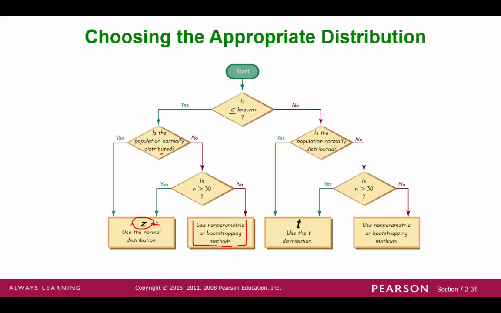Alright, so if sigma is not known, then we have to rely on this being normally distributed. We hope that this comes from a population that's normally distributed, and if so, then we get to use a t distribution. If it's not, then we have one more chance of having a sample size that's large enough, and again, if the sample size is large enough, then we use a t distribution, and we're all good. If it doesn't satisfy any of those, then we go back to non-parametric or bootstrapping methods that, again, are not covered in this class.